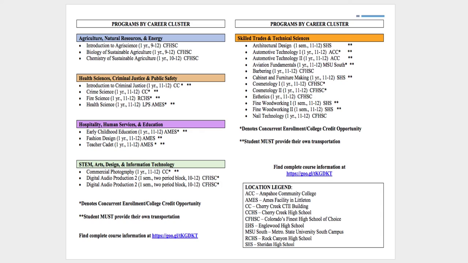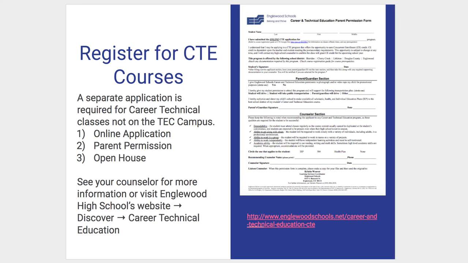So if this is something that you're wanting to do, we highly recommend that you talk to your counselors, and we will help walk you through the next step, which is registering for CTE courses. Again, it's an additional step. So it's an online application plus parent permission. Some of the programs, such as cosmetology and the health science, require an open house visit. So it's very important that you get all of this information.